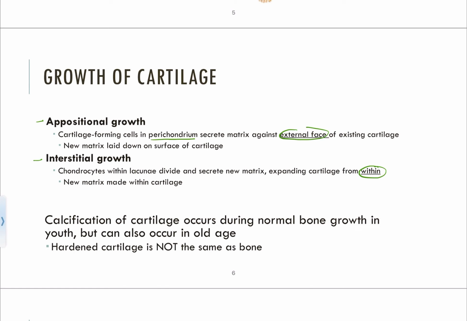So it's a different age depending if you're a male or a female, happens earlier for females than males. Another thing to point out is that even though we might calcify cartilage during normal bone growth, that calcified cartilage is not the same thing as bone. It's still cartilage, it's just hardened.